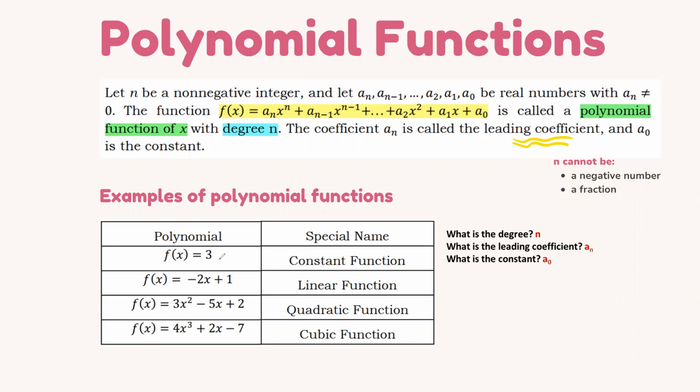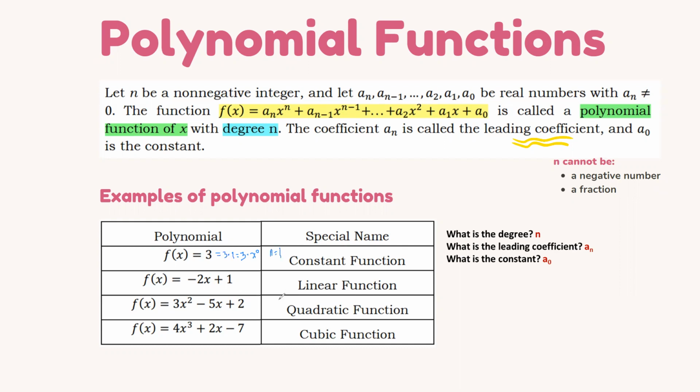What is the highest exponent? This 3 would just be equivalent to 3 times 1. And then the 1 here would be equivalent to x raised to the power of 0. So any number or any variable raised to the power of 0 would be just equal to 1. So our n for the constant function would be n is equal to 1.